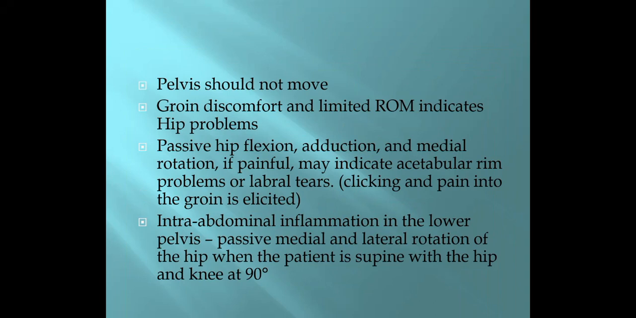Intra-abdominal inflammation in the lower pelvis: passive medial and lateral rotation of the hip when the patient is supine with the hip and knee at 90 degrees. So if the patient has intra-abdominal inflammation in the lower pelvis, then if we do passive medial and lateral rotation of the hip when the patient is in supine position and the hip and knee are flexed at 90 degrees, the patient may have pain.